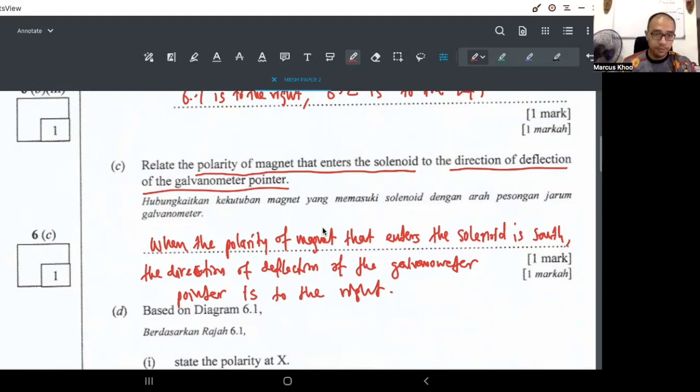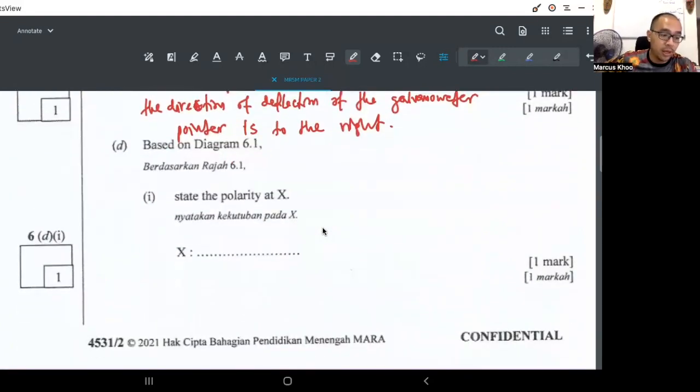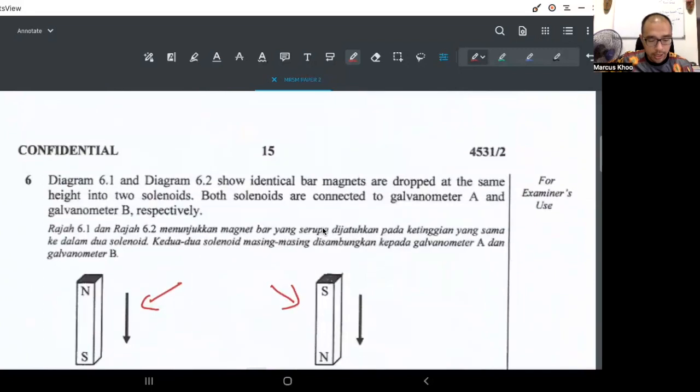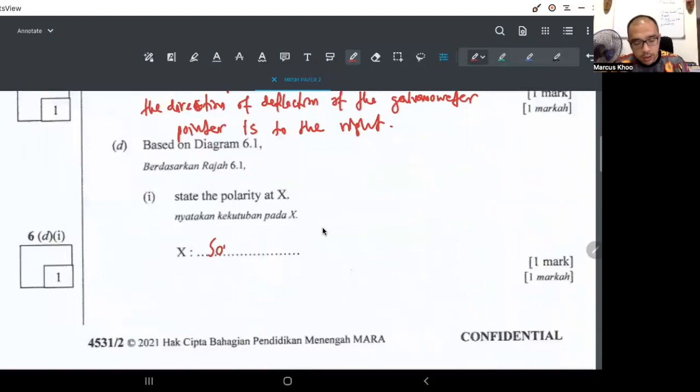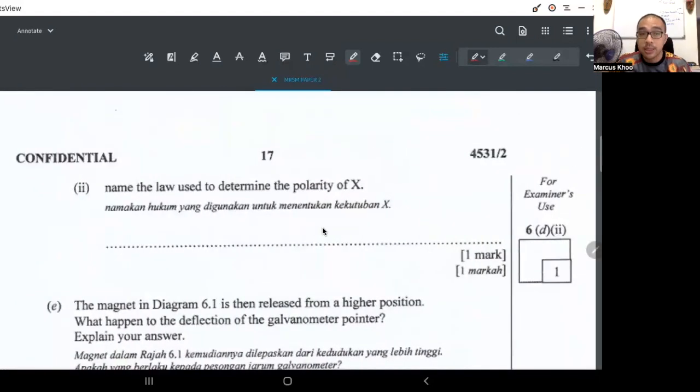Now, based on 6.1, state the polarity of X. South is entering, so what does X become? X becomes south, to stop the south from coming in. So this will become a south pole. And this law is Lenz's law. Lenz's law is used to determine the polarity of the solenoid.